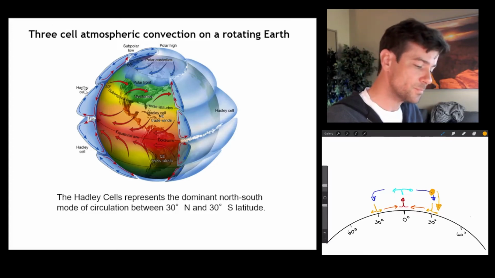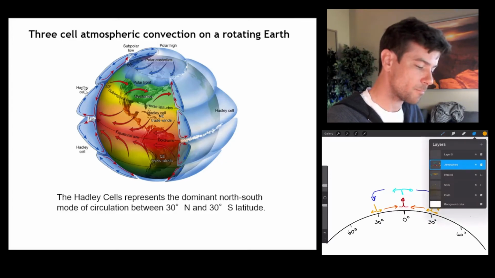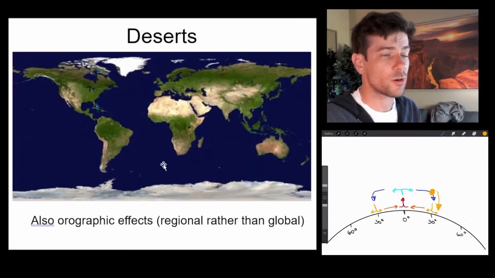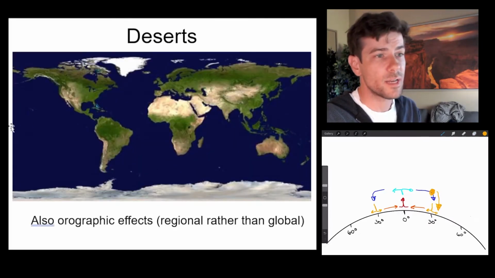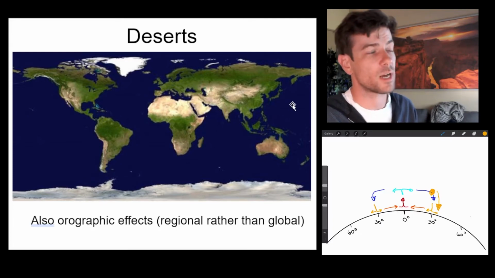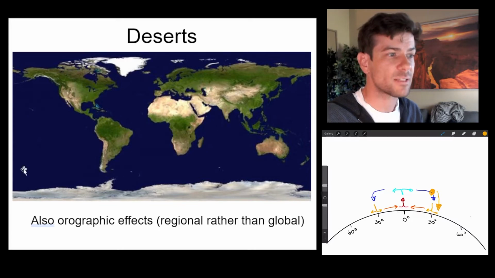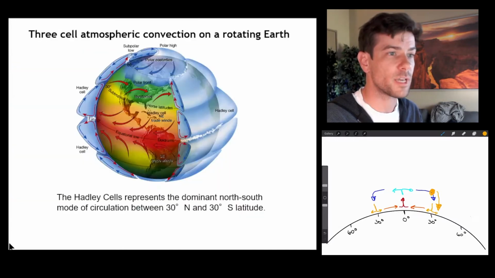And so if we look at the distribution of forests and deserts on the Earth's surface, what you see is that the forests are primarily concentrated around the equator, and deserts are primarily concentrated around 30 degrees north and south latitude. Okay, and that's a direct result of this Hadley circulation that you see here.